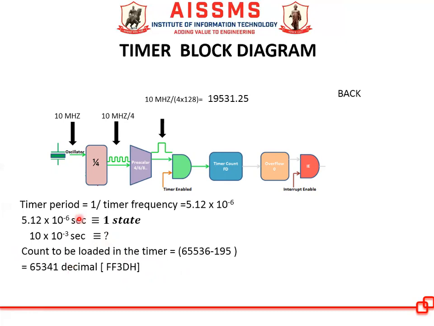So this is how you calculate the count which is to be loaded in a timer for generation of a specific amount of delay. In this case, the delay is 10 milliseconds. Okay, thank you.